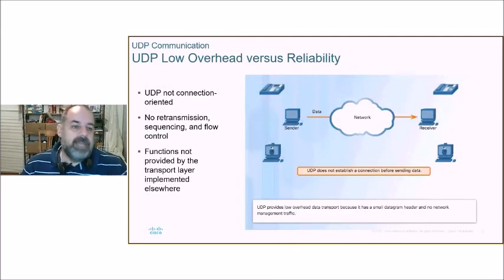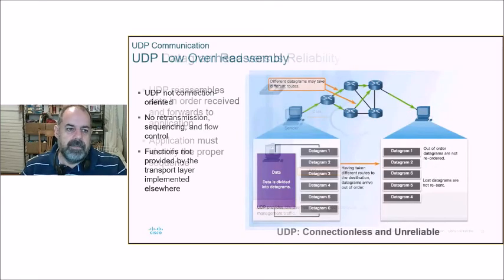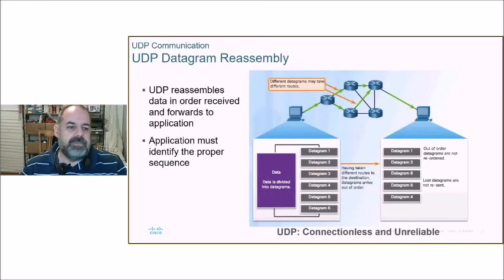Okay, now of course UDP is a low overhead protocol, so it doesn't do a lot of that stuff, and it just tries to do things as quickly as it can. And of course it's not connection oriented as well. UDP reassembles data in the order that it's received and forwards it to the application. If the order is important, well, then the application layer needs to figure out what order it came in.